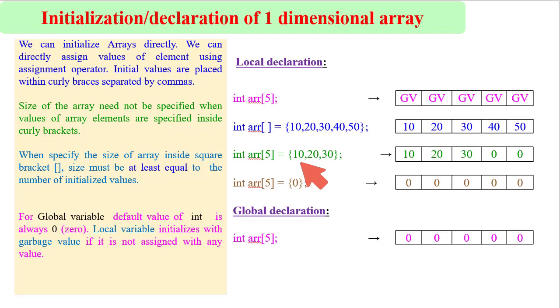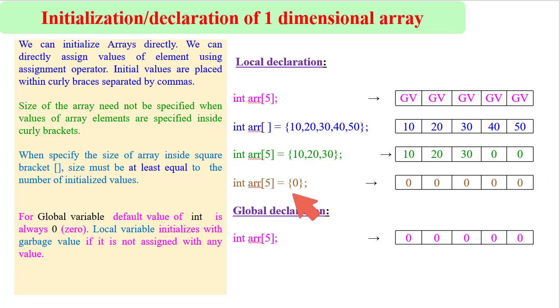Say for example, in this case there are 3 values, 10, 20 and 30, but the size has been mentioned as 5. 5 is higher than 3, so this is a valid expression. What will happen in this case? In the first position 10 will be stored, in the next memory location 20 will be stored, and in the next memory location 30. So 10, 20 and 30. What will be the rest of the 2 positions? The rest of the 2 positions will be stored with 0.